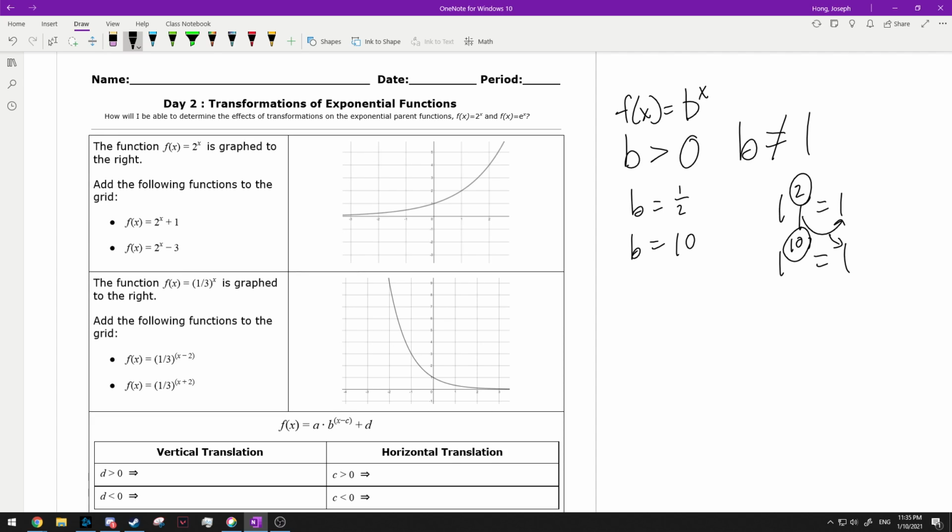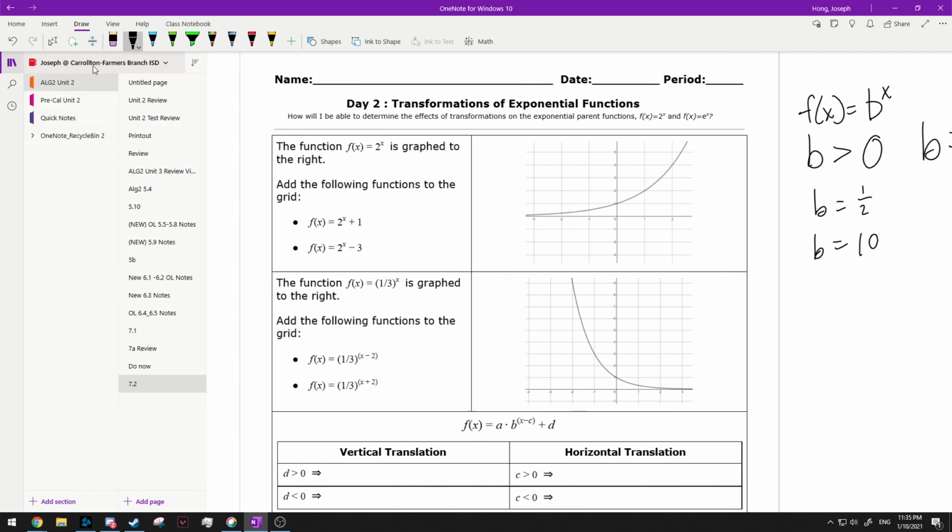And today we're going to be talking about the transformations. And the transformations are very similar to our old notes.